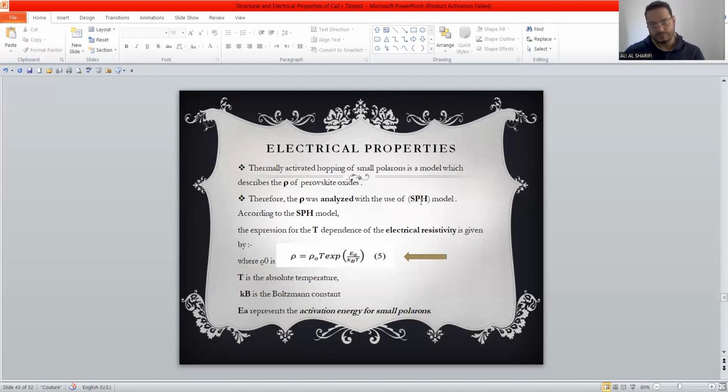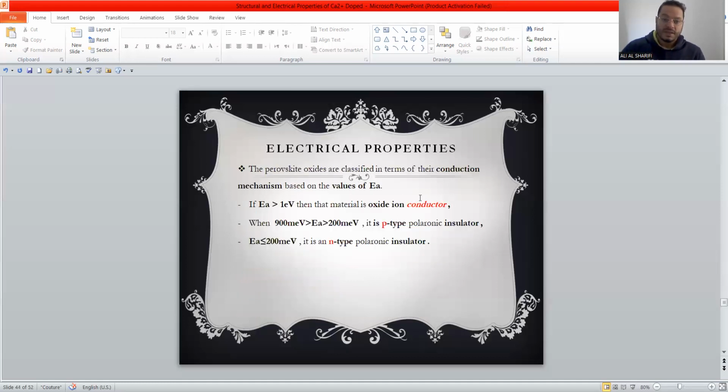For the small polarons, here the perovskite oxides are classified in terms of their conduction mechanism based on the values of EA, the activation energy. When the activation energy is smaller than 1 electron volt, what does it mean? That means it's a conductor.